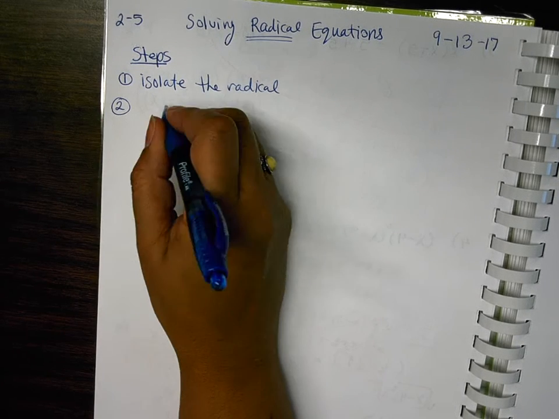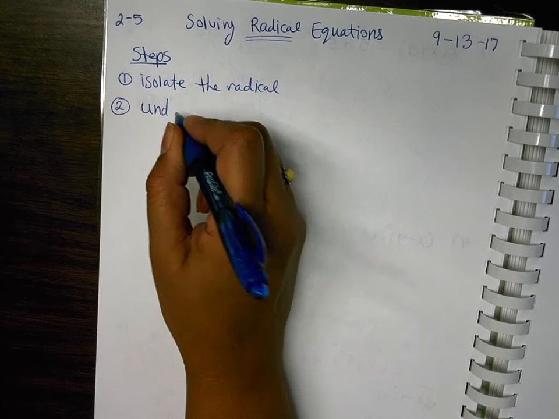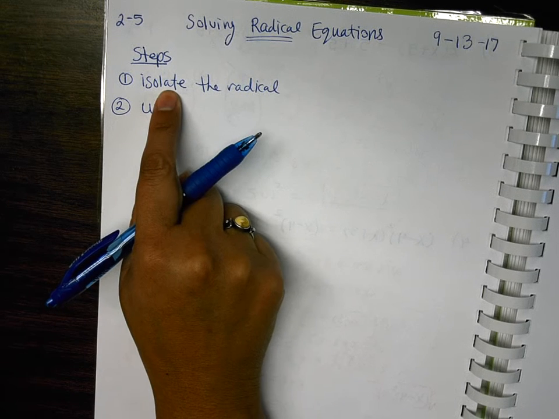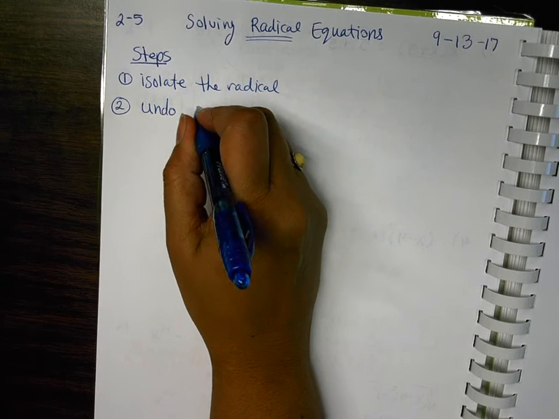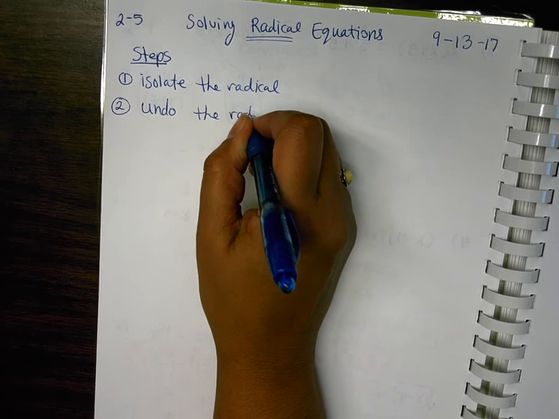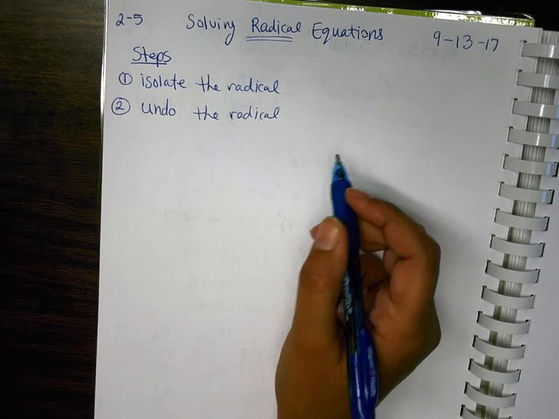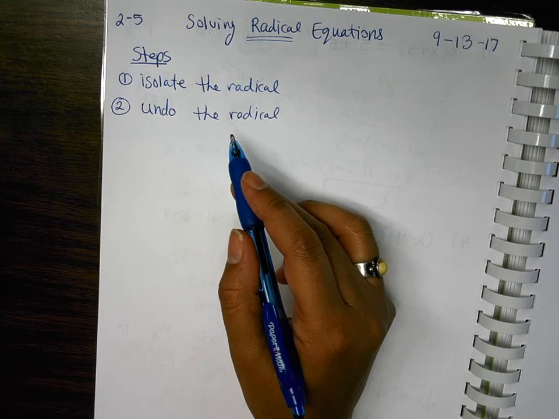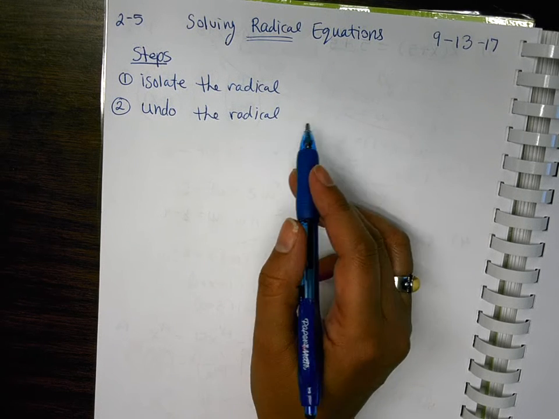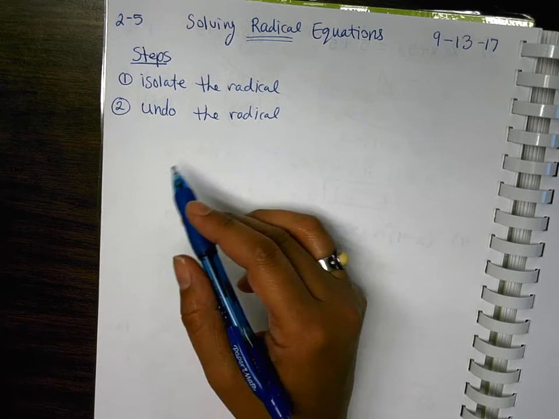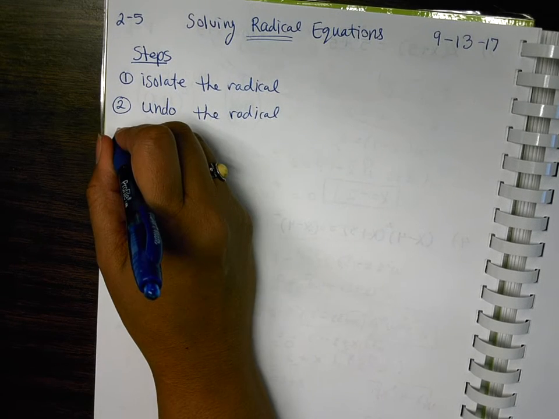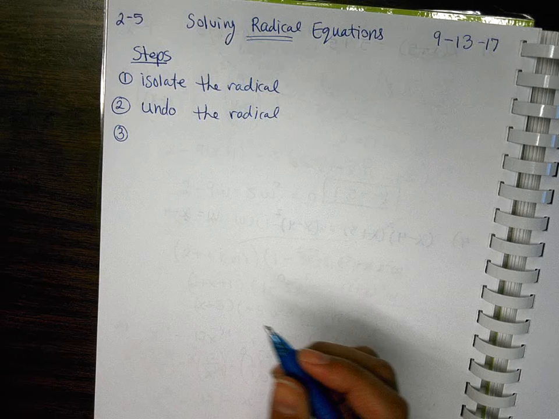Step 2. Undo. Oh, before I go further, what does isolate mean? Get it by itself. Okay, undo the radical. How would you undo a square root? You square both sides. How do you undo a cube root? Cube both sides. How would you undo a fourth root? Raise both sides to the fourth power.